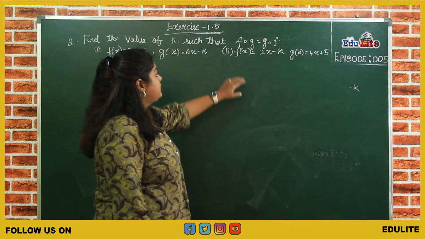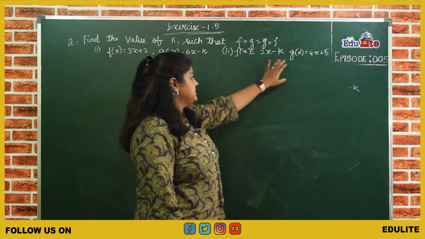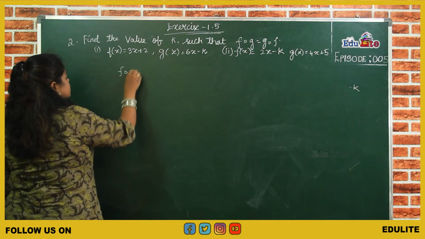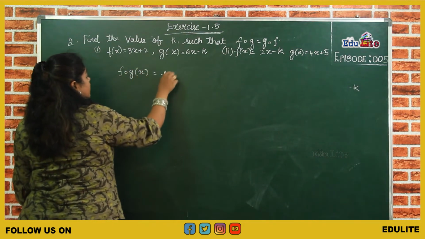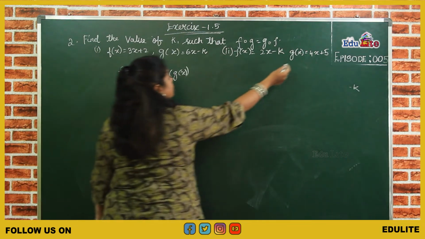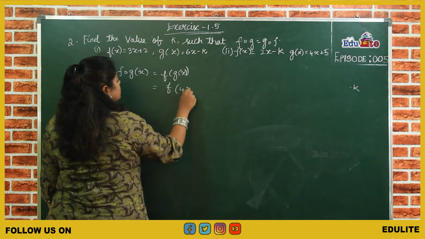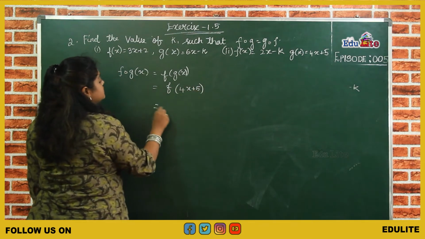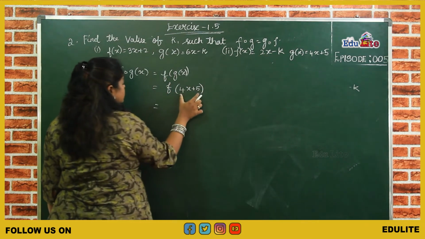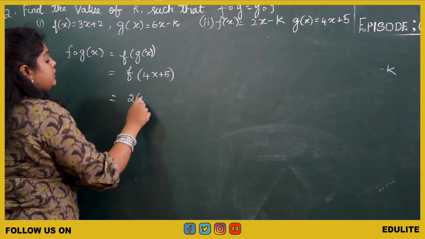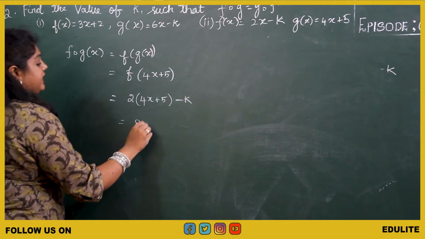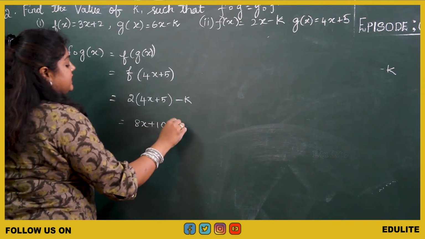And for the second problem, we are given f of x as 2x minus k and g of x as 4x plus 5. So first we have to find f composite g. F composite g is f of g of x. So g of x value for this problem is 4x plus 5, and now we have to use the function f of x. F of x is 2x minus k. In place of x we have to substitute 4x plus 5. 2 into 4x plus 5 minus k, 8x plus 10 minus k.